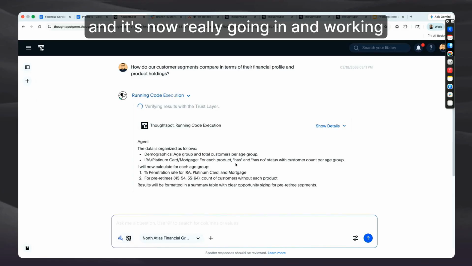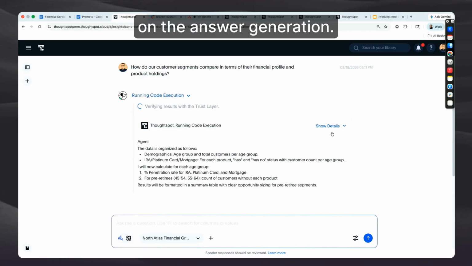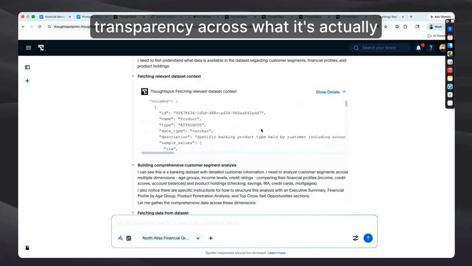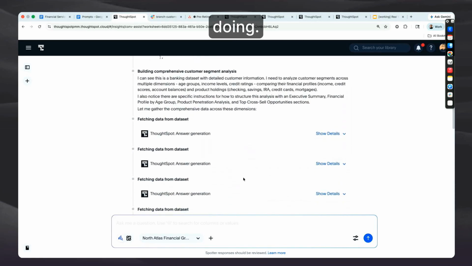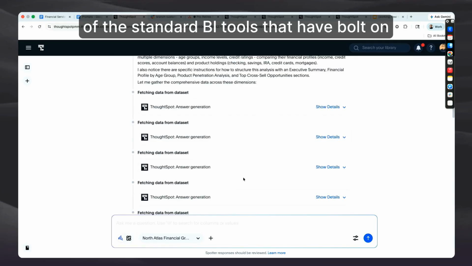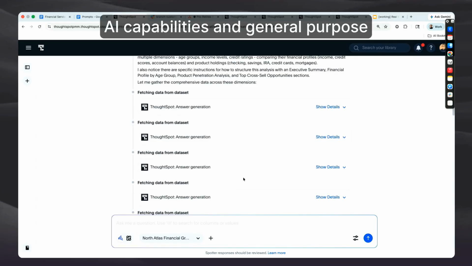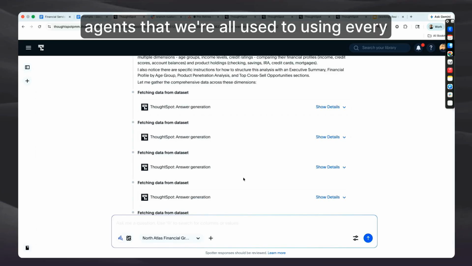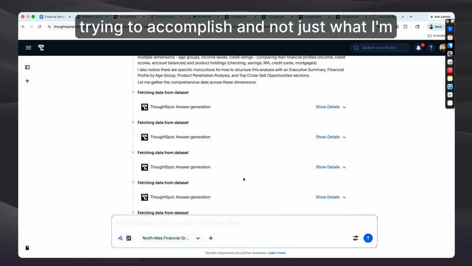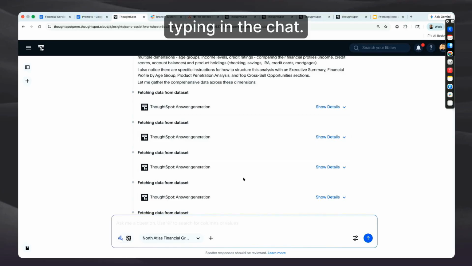And it's now really going in and working on the answer generation. I can look at the details here. It is all the transparency across what it's actually doing. This is what sets Spotter apart from a lot of the standard BI tools that have bolt-on AI capabilities and general purpose agents that we're all used to using every day. So Spotter actually understands what I'm trying to accomplish and not just what I'm typing in the chat.